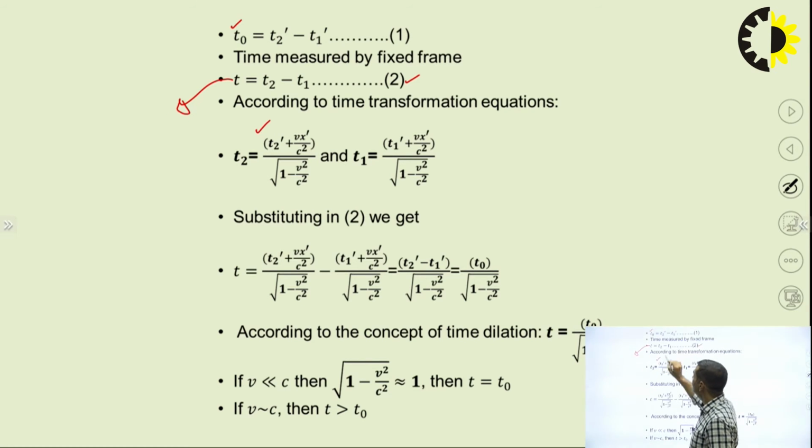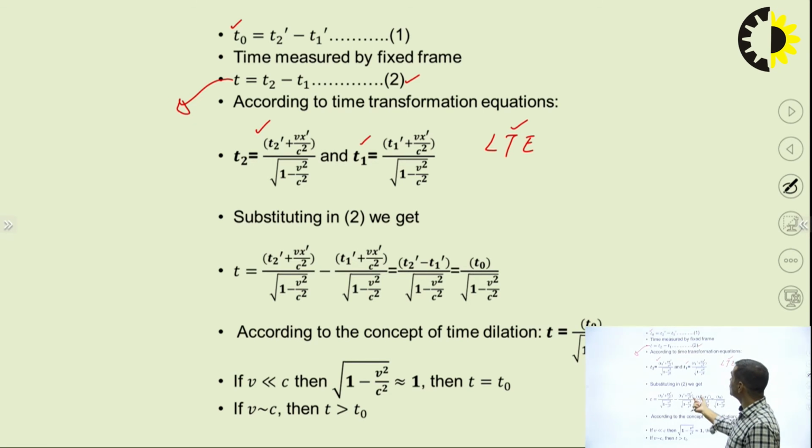So we can write the relation between T2 and T2 prime. The value of T2 will be T2 prime plus Vx prime by C square, upon root 1 minus V square upon C square. We already know the relation between the space and time coordinates in the two frames. Similarly, we can write the value of T1. T1 will be equal to, in terms of T1 prime, T1 prime plus Vx prime upon C square, divided by root 1 minus V square upon C square. So we know the relation between T2 prime and T2, and T1 prime and T1, with respect to the Lorentz transformation equations.